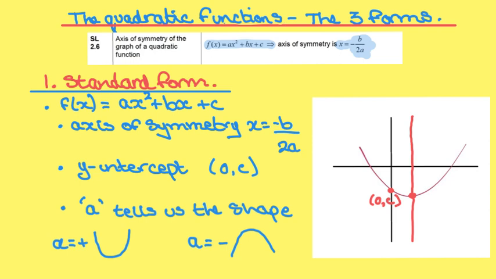A is also very useful. It tells you what shape the quadratic is. If A is positive, you get the traditional U shape. If A is negative, then you get the upside down U shape.